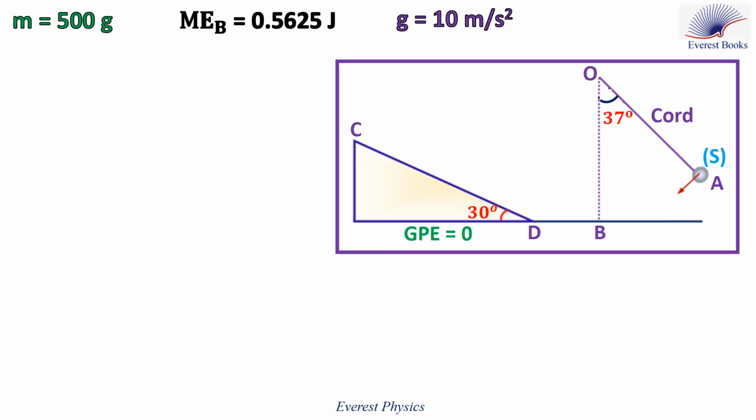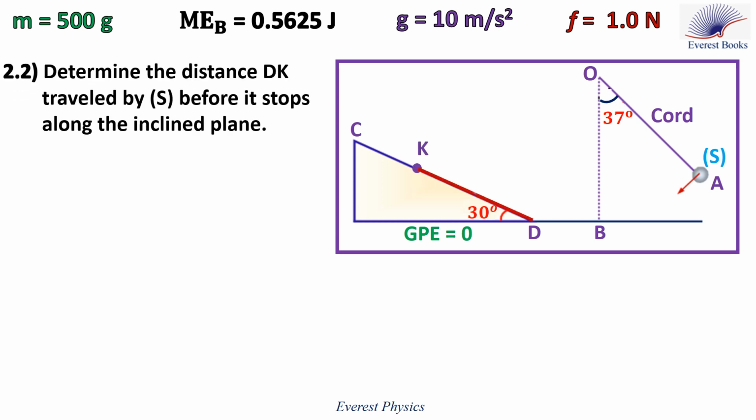When S reaches point D, it starts its motion along the inclined plane DC, which makes an angle of 30 degrees with the horizontal, with an initial speed of magnitude 1.5 meters per second. The friction force acting on S along CD has a constant magnitude of 1 Newton. Let's move to part 2.2. Determine the distance dk traveled by S before it stops along the inclined plane.